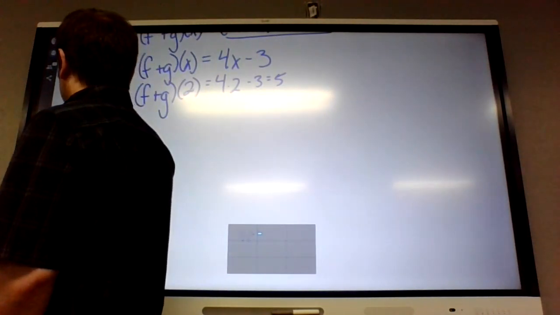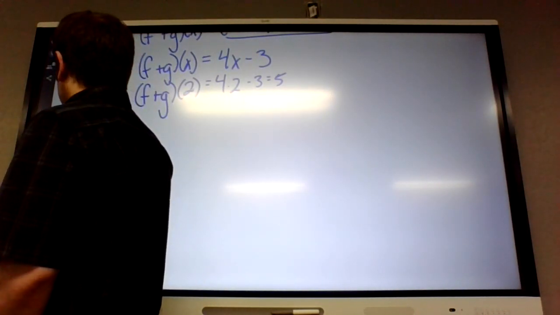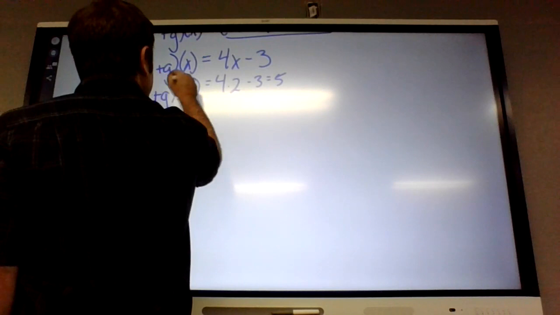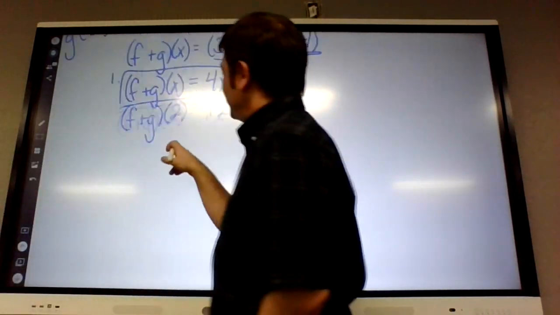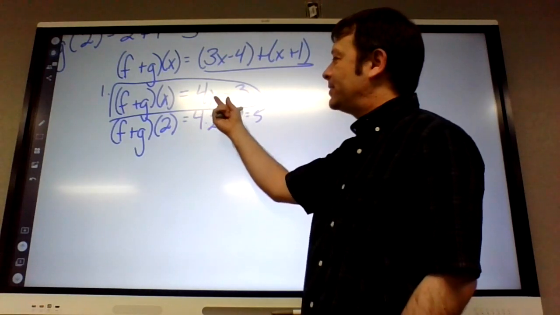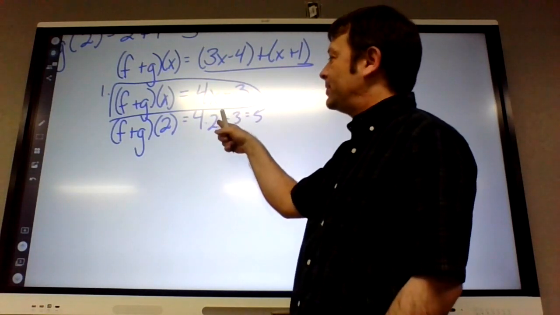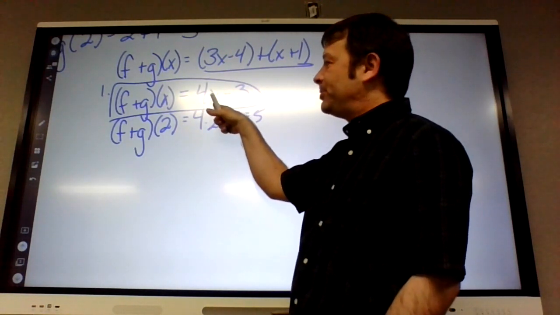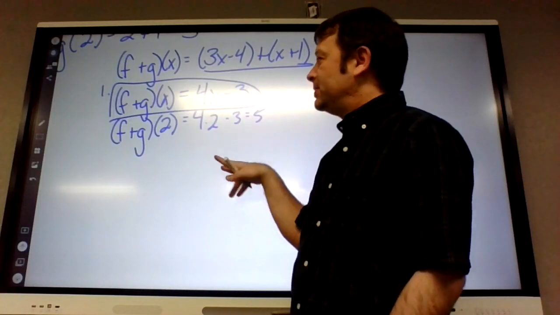There's not really anything to simplify. The answer is 4x minus 3. This is extra for me to explain why you would want to do this. If you simplify the function, you don't have to plug it in both functions, you just plug it in to the simplified function and it makes it easier.